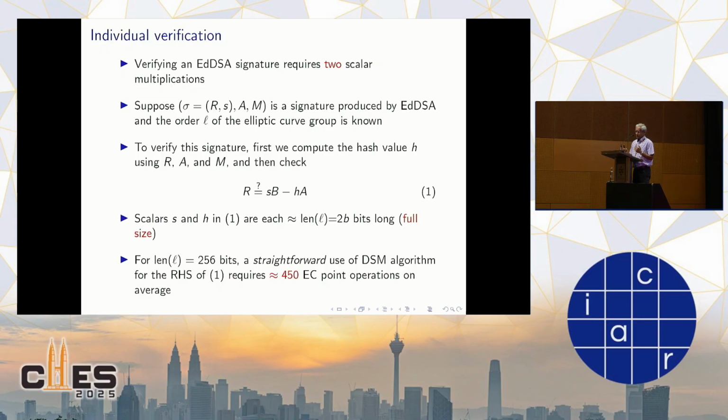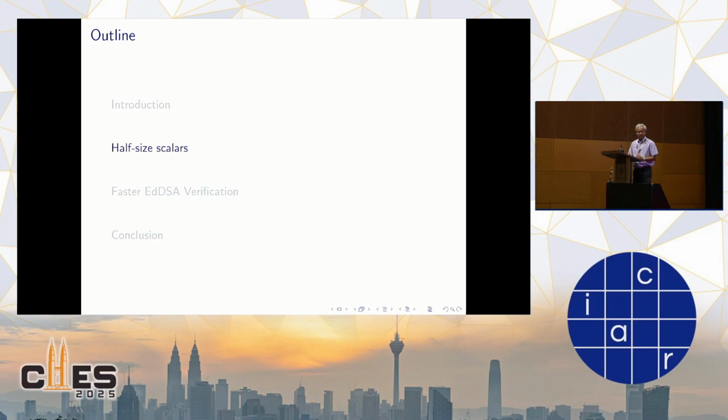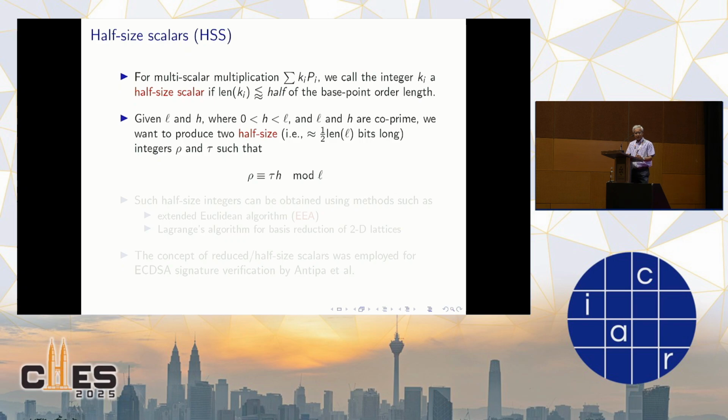Now, just reducing the length of only one scalar would not be enough. We have to actually reduce the maximum length of these two scalars. And there are a number of ways to do it. So here, let me first talk about the concept of half-size scalars. So consider we are dealing with this multi-scalar multiplication situation indicated here, this summation k sub i, P sub i.